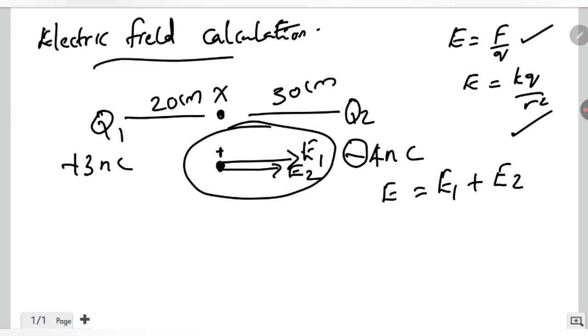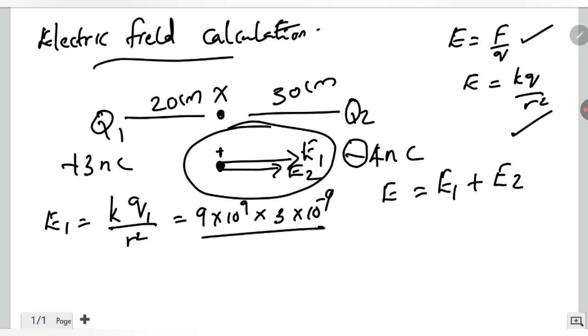And then now you must calculate E1. E1 is the electric field due to Q1. Since distance is given, we go for kQ1 over r square. K is 9 times 10 to the power of 9. Q1 is 3 times 10 to the power of minus 9, over the distance, which is 20 centimeters, divided by 100 to get it as meters, so 0.2 the whole square. When you calculate this, you will get 675 Newton per Coulomb.